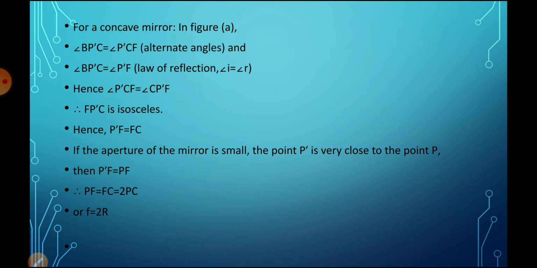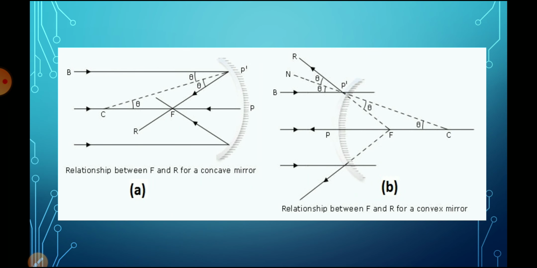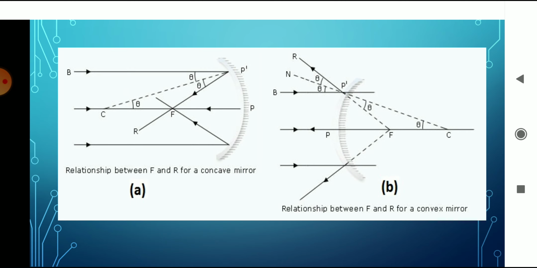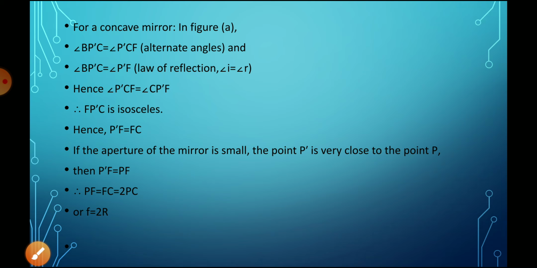The aperture of the mirror is small. द्वार जो है बहुत छोटा होने के कारण, देखिए ये जो है अपर्चर से P' कोई लेट यहाँ मान लिया है, यहाँ पे P यहाँ दिख रहा है उसे. ओके. P'F is equal to FC.